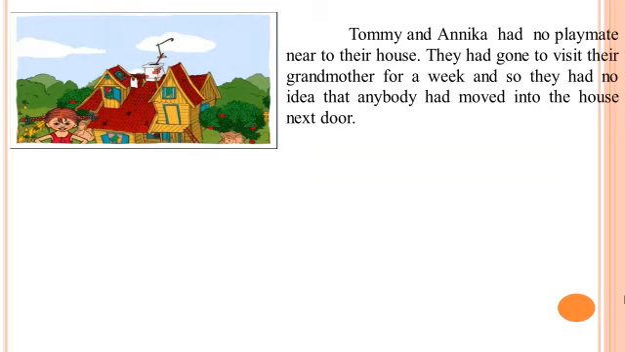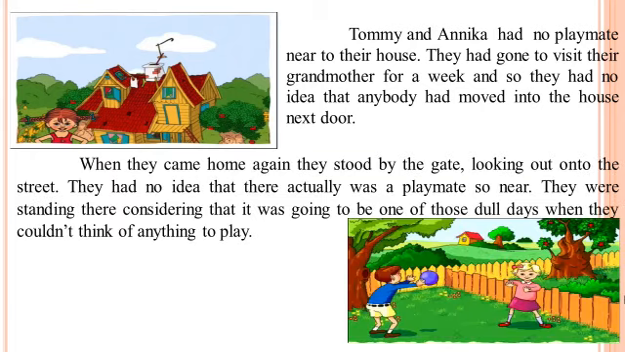Now I am going to give you the overview of the story. Tommy and Annika had no playmate near to their house. They had gone to visit their grandmother for a week, and so they had no idea that anybody had moved into the house next door. When they came home again, they stood by the gate looking out onto the street. They had no idea that there actually was a playmate so near.